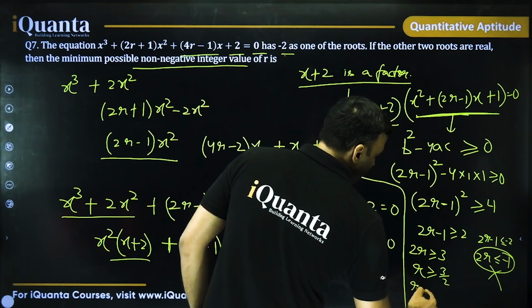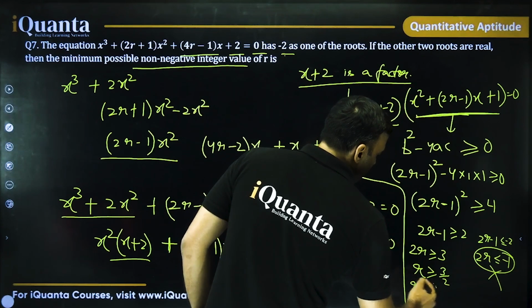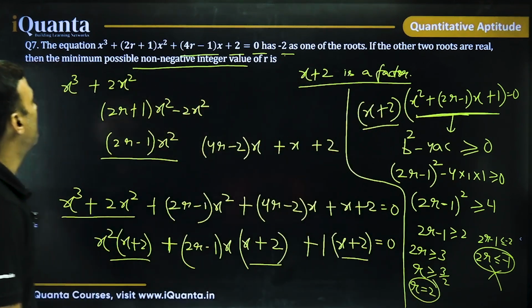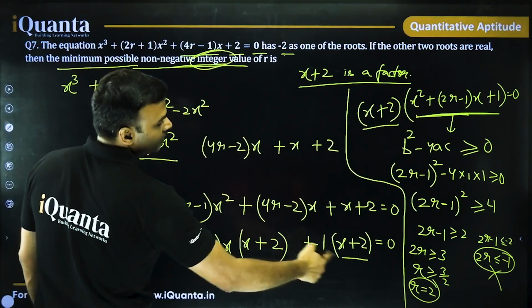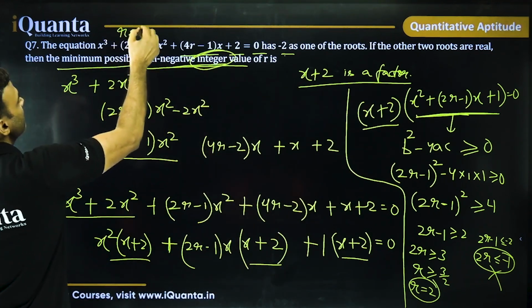So the minimum value of r will be 2. So the lowest possible non-negative integer value is going to be 2. So the answer of this question is 2.